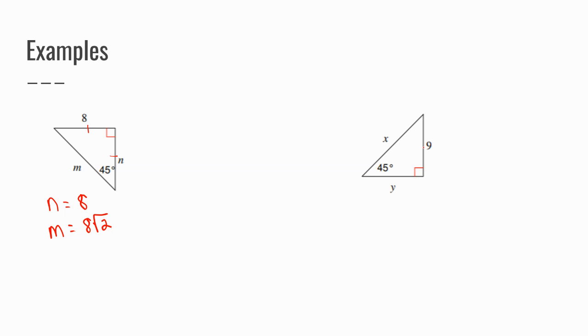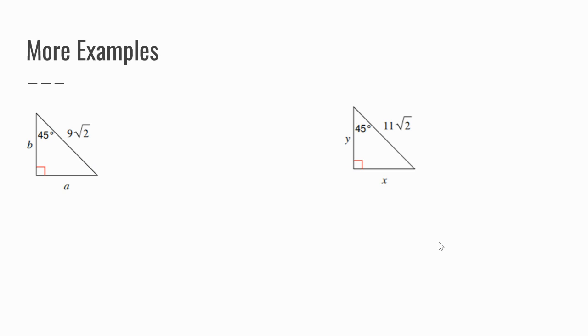For this example over here, my legs are equal, so y is going to be equal to 9. And then my hypotenuse is just my leg times the square root of 2. Now, if you have a really hard time memorizing rules and you don't want to, you could just do the Pythagorean theorem and then simplify it if you'd like to, since we did learn how to simplify radicals last week.